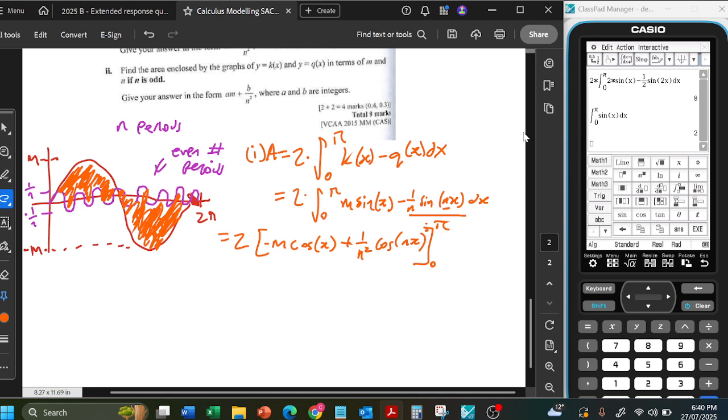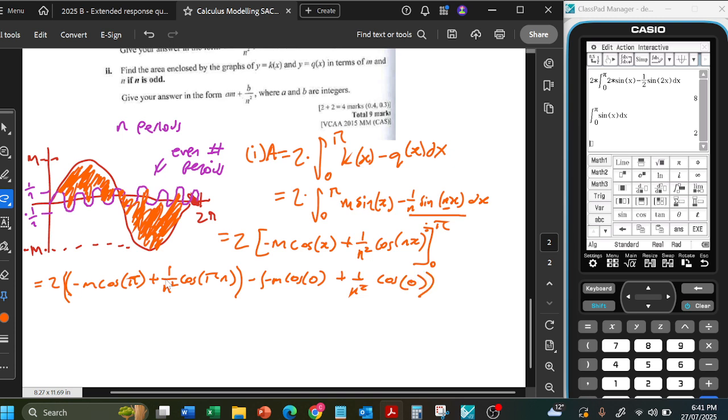All right, fantastic. So let's now find what the area is equal to. We're just going to sub in these values. First sub in pi, then sub in 0. So overall, this area becomes negative m cosine pi plus 1 on n squared cosine pi n. So that's the first bit of this integral, minus negative m cosine 0 plus 1 on n squared cosine 0. Okay, that's what we're finding.